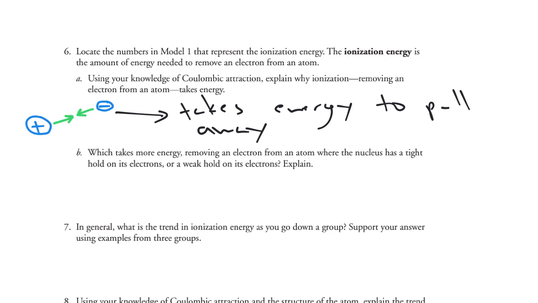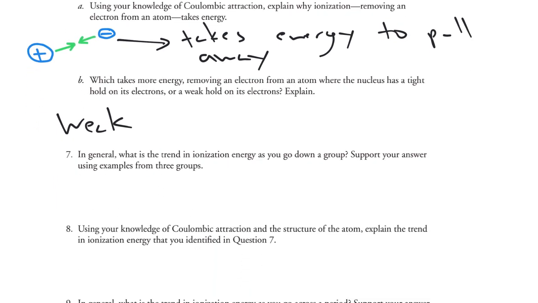This is exactly what's happening, but it's not the same amount of effort for every single electron. Some electrons are held on to very tightly and some are held on very loosely, but all do take some energy to pull away. So which takes more energy, removing an electron from an atom where the nucleus has a tight hold on its electrons or a weak hold on its electrons? I think it's pretty obvious that a weak hold, we can steal it much easier.